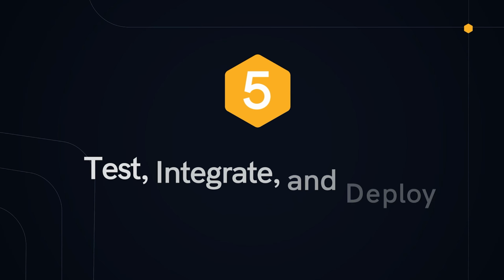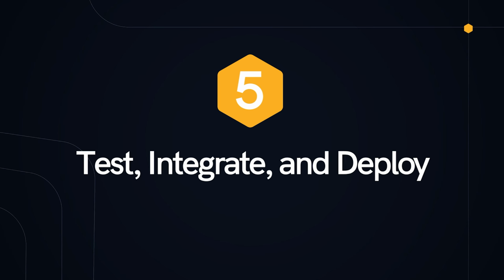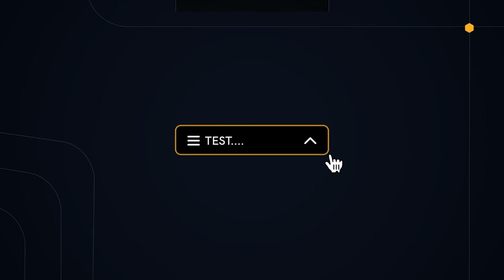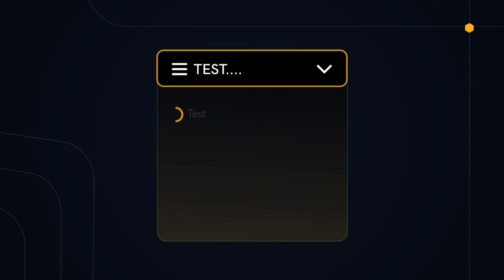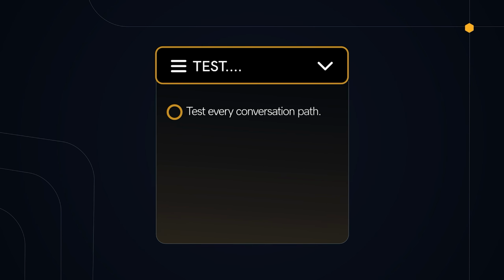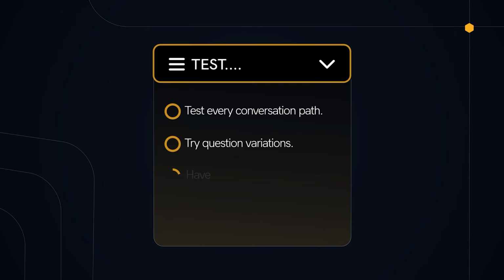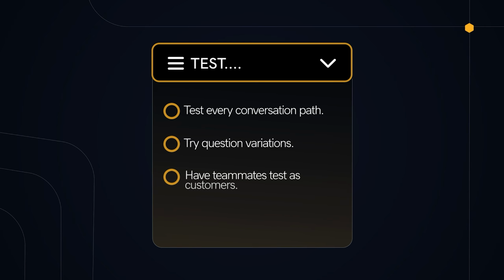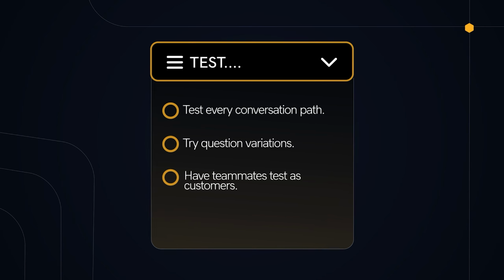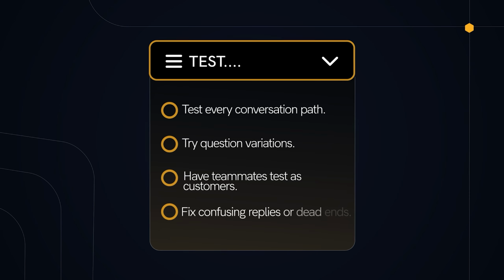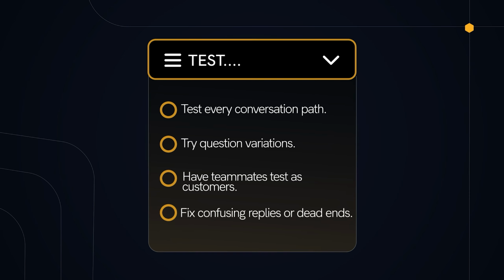Step number 5, test, integrate, and deploy. Now, before you go live, you want to test everything. Run through each conversation path. Ask different questions to see if the bot understands variations. Have your teammates test it too, pretending to be customers. Look for any confusing replies or dead ends and fix them early.